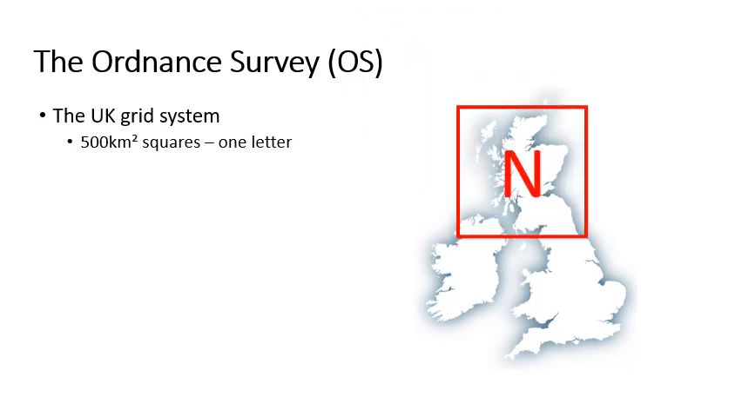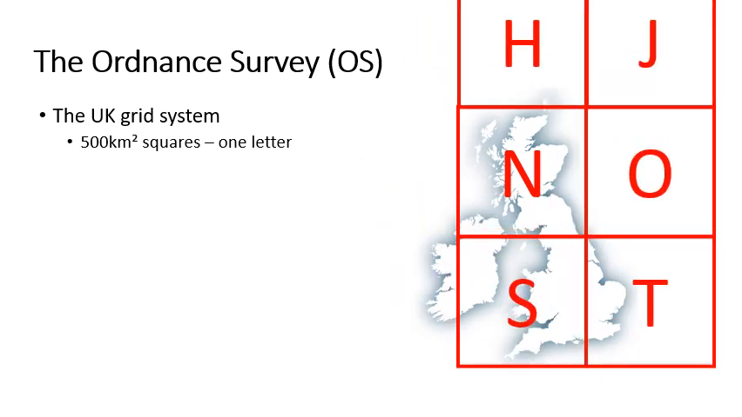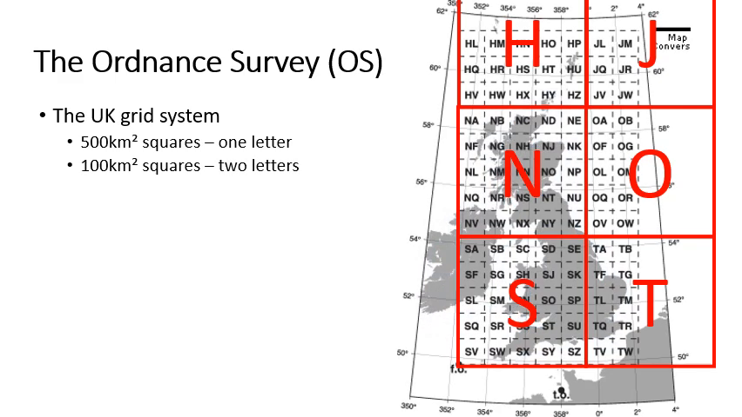The UK is divided into a grid system. A large set of squares, 500 kilometres square, have been put across the UK, and each of these has been given a letter. These in turn are divided into 100 kilometre squares, and these are given two letters, each one beginning with the letter from the 500 kilometre square. So all of the squares in 500 kilometre square N begin with N and then have another letter afterwards in sequence.